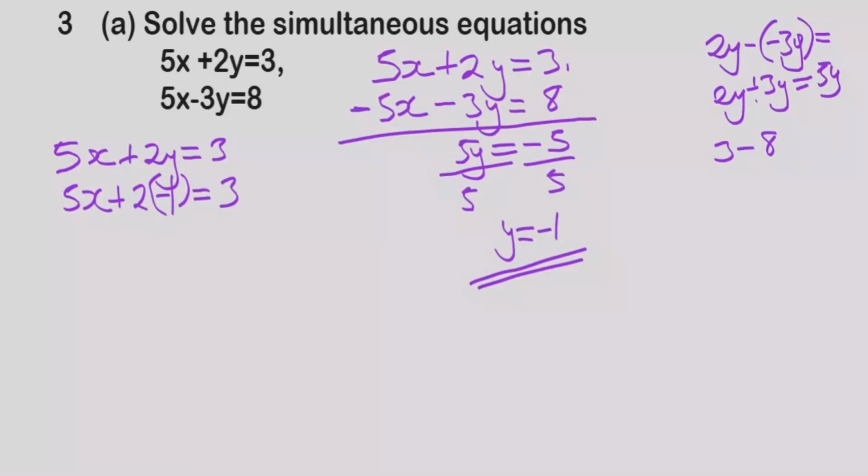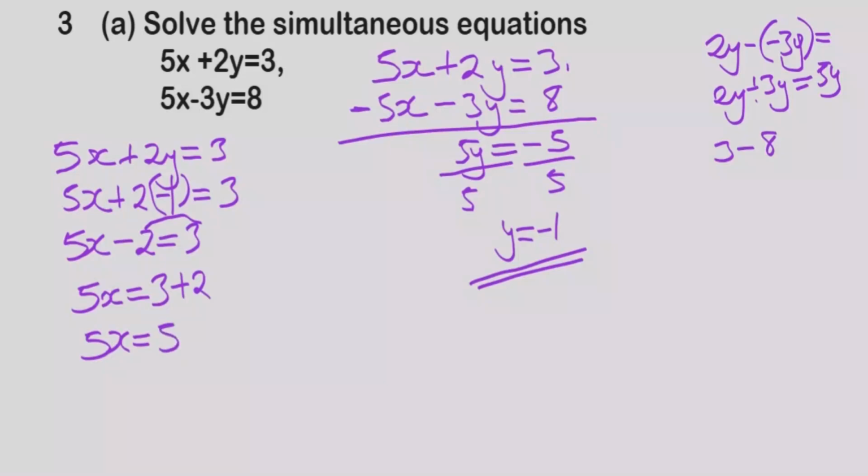Okay, then we evaluate what is in the bracket. So we're going to have 5x, then 2 multiplied by negative 1, positive 2 times negative 1 will give us negative 2, which will be equal to 3. Okay, then we put like terms together. Then we have 5x is equal to 3, then 2 crosses the equal sign and becomes a positive, so plus 2. 5x is equal to 5, because 3 plus 2 will give us 5.